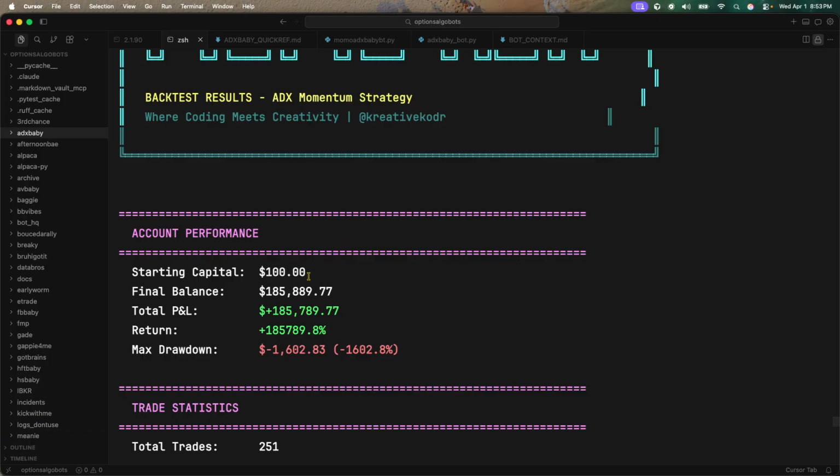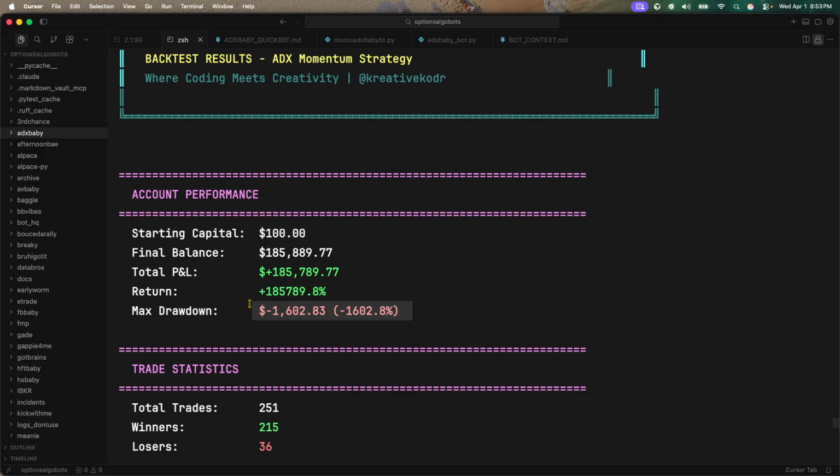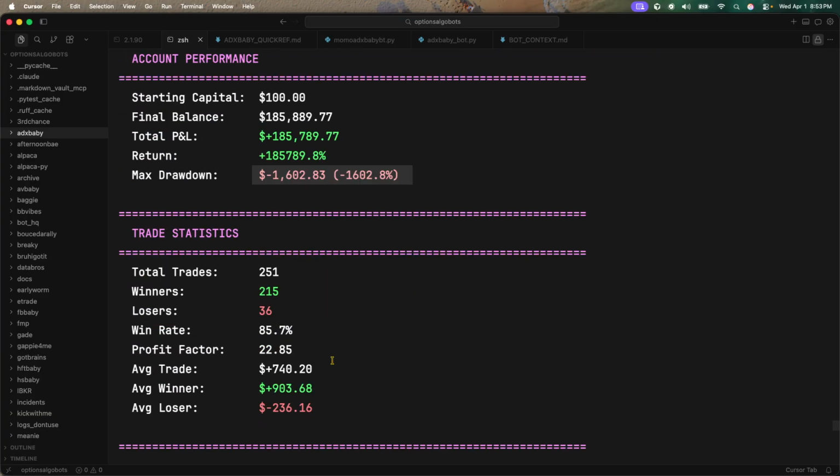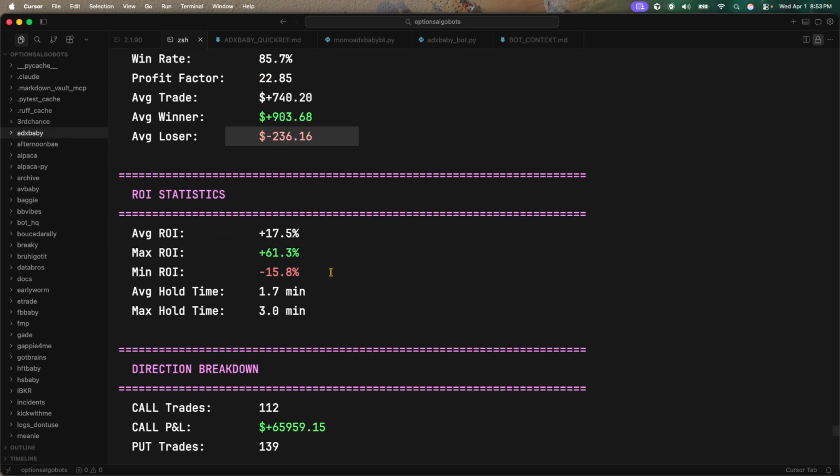So all of our back tests, unless I tell you otherwise, are going to start with $100. So this strategy was able to go from $100 to $185,898.77. Kind of dumb. And at one point in time, the strategy lost $1,600, right? But it felt so bad, right, that it's making $22 for every loss. This strategy has an 85% win rate, so almost 8 out of every 10. The average winner is about $903. The average loser is $236, right? And we're looking at our average ROI of 17.5%.